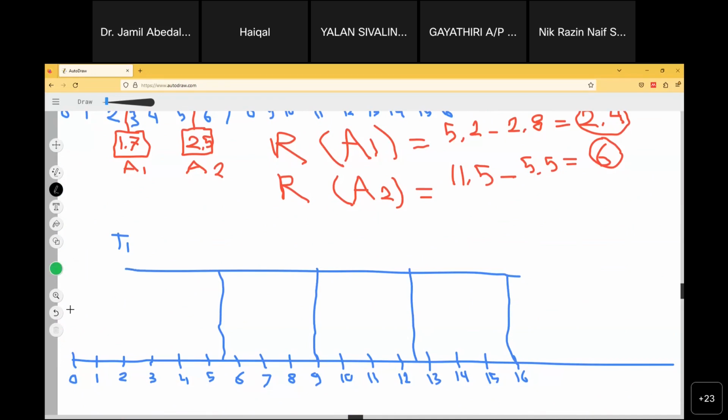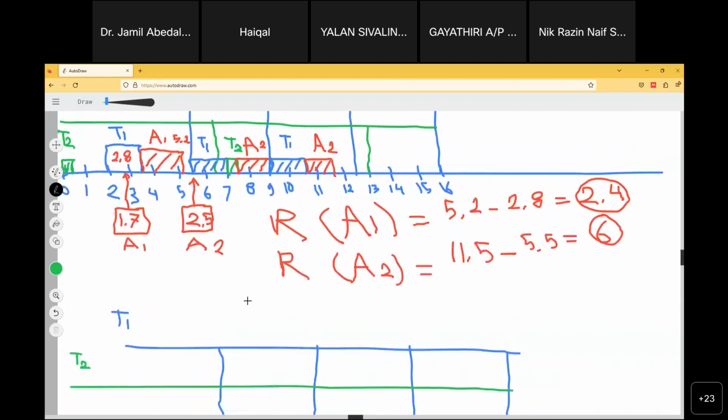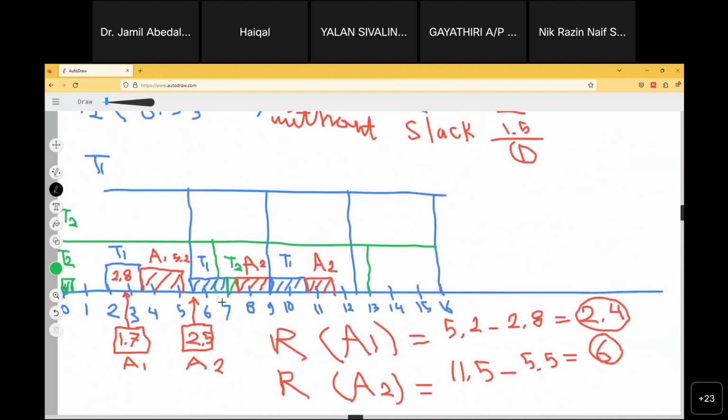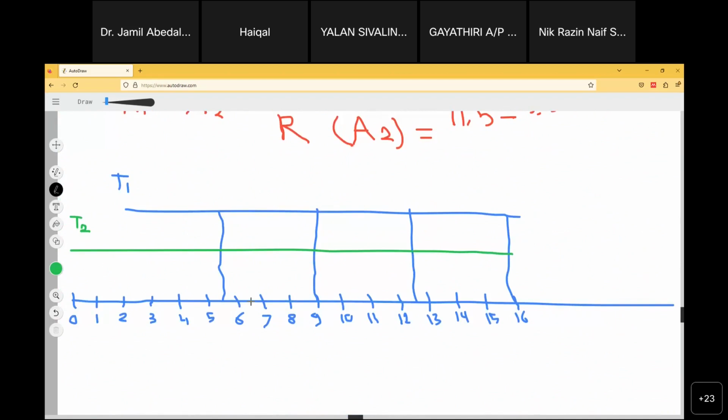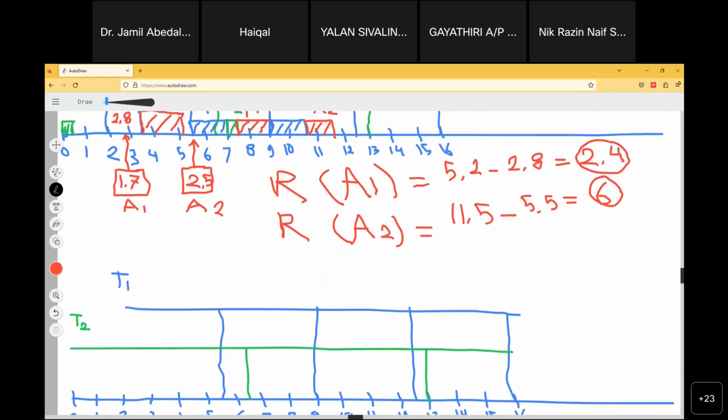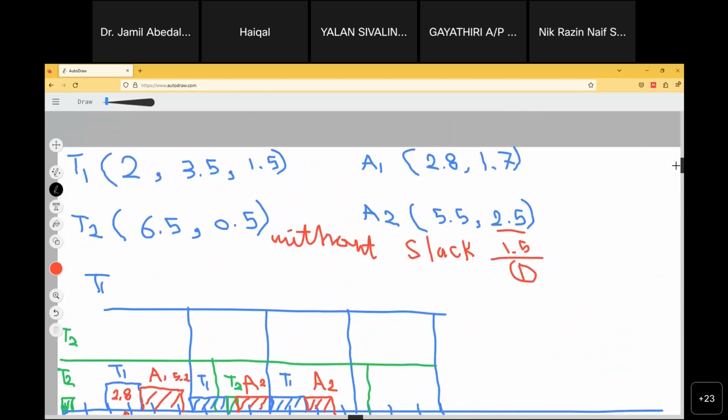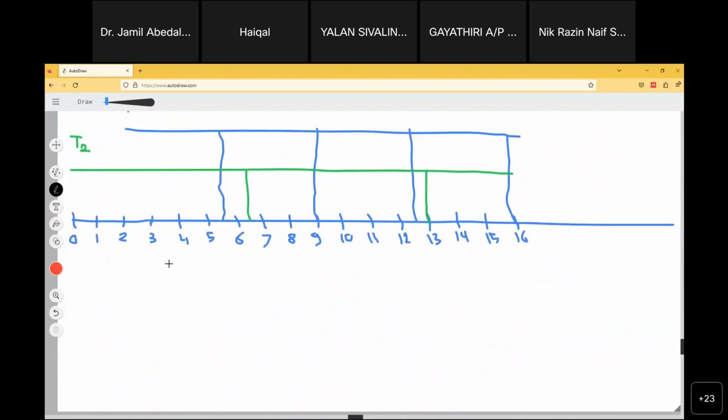Task 2, start from 0. The period 6.5. So 6.5. Next 6.5 will be at 13. A periodic. First, a periodic release at 2.8, and need to execute 1.7.